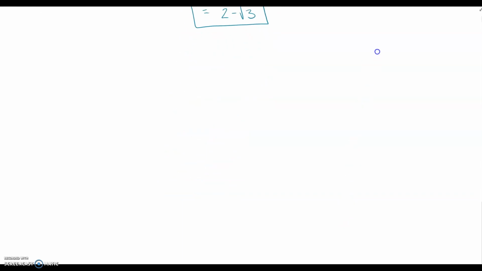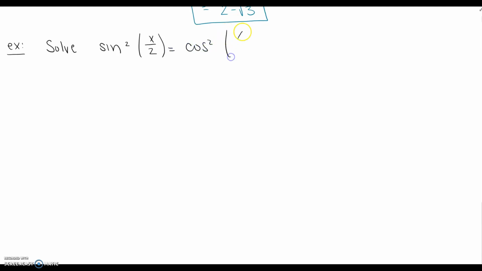Now we're going to do one more example. And it's going to be a solving problem. Okay, solve sine squared of x over 2 equals cosine squared of x over 2 if x is between 0 and 2 pi.